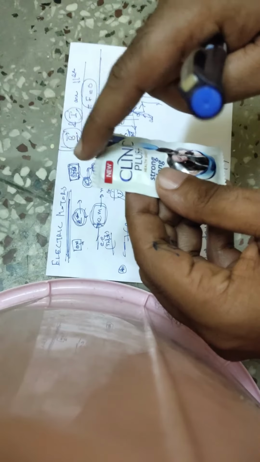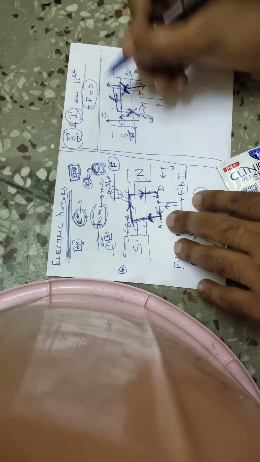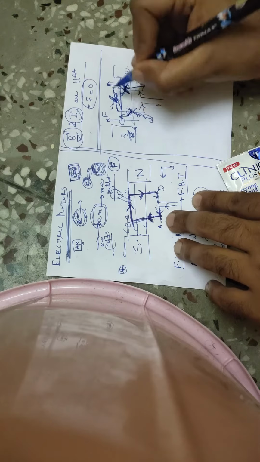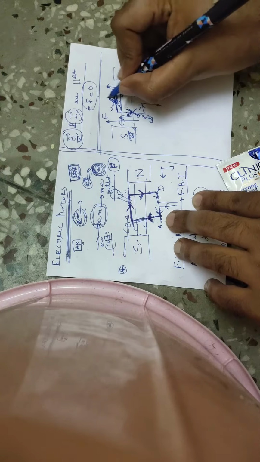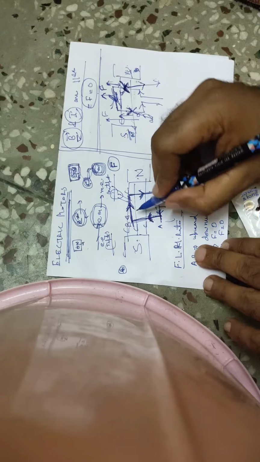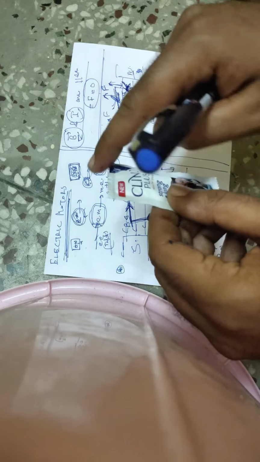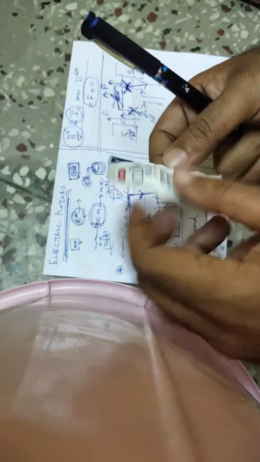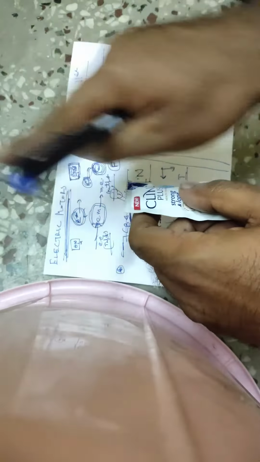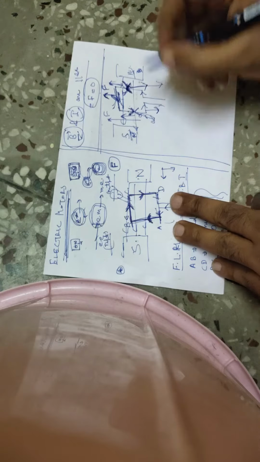You just apply Fleming's left hand rule here. Suppose this is like this, or even if it is like this, if you apply Fleming's left hand rule, you will find that the force is in outward direction. Now current is in this direction, magnetic field is in this direction. If you apply it, the force will be in outward direction. So here the force will be in this direction and here the force will be in this direction.